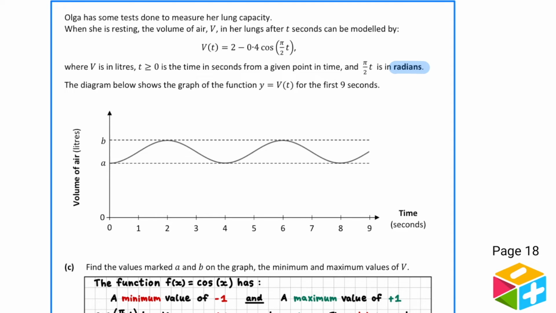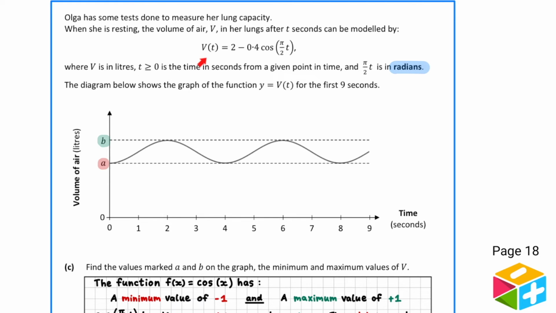Along with this written description, we've been provided with a visual representation of the same information in the form of a graph. Here, the vertical axis represents the volume of air in litres, whereas the horizontal axis is representing the time in seconds. In part C, we must find the minimum and maximum values of our function. These have been labelled A and B in the graph.